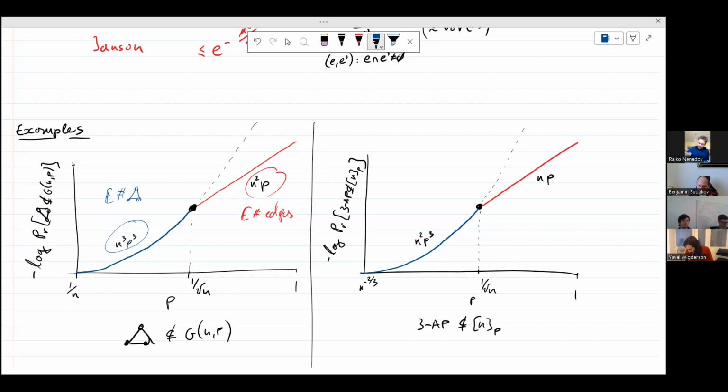And we have a similar behavior in the case of three-term arithmetic progressions. So below n to the minus 2/3, we're not going to see any three-term arithmetic progressions. Then between n to the minus 2/3 and 1 over square root n, the exponent behaves like n squared p cubed, which is the expected number of sampled progressions, and then past 1 over square root n, it behaves like the expected number of sampled elements.